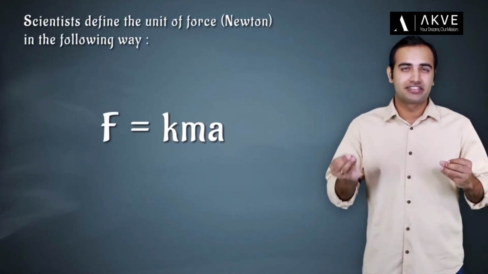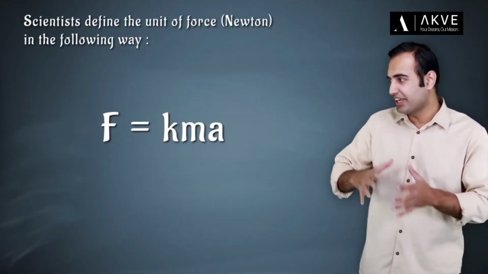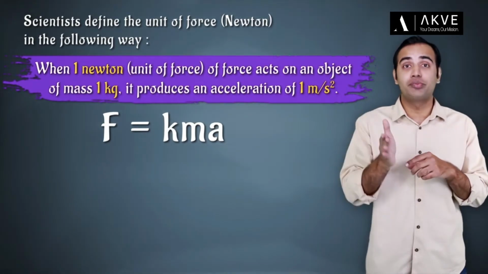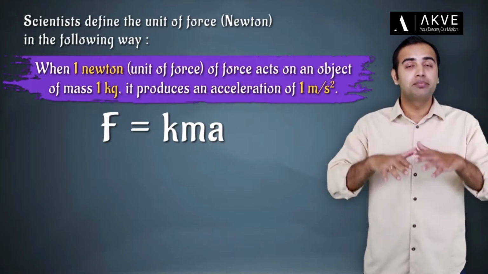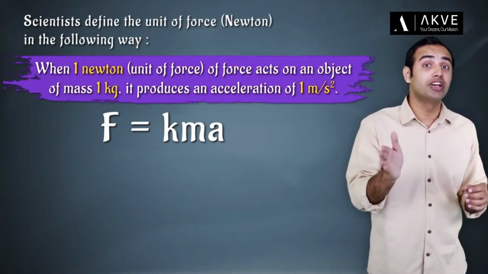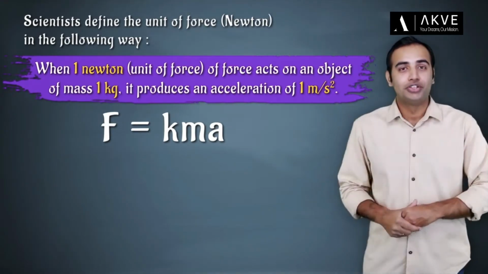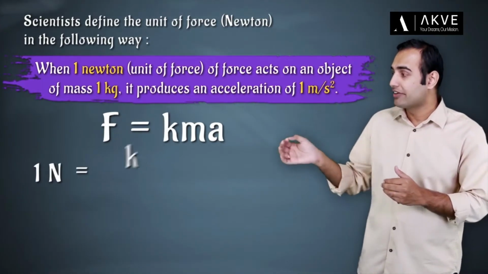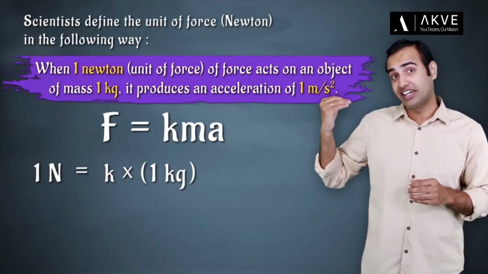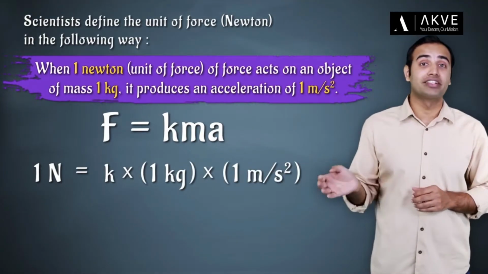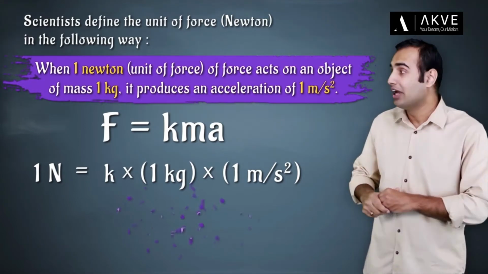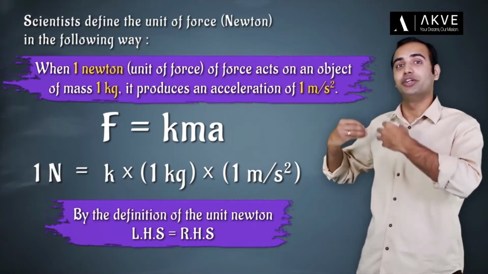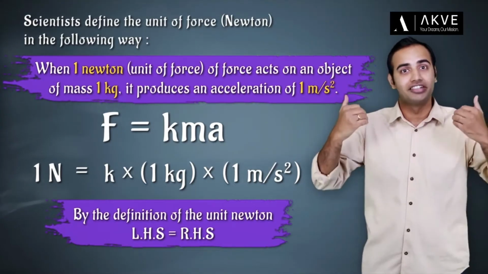So, scientists define the unit of force Newton in this way. They say that when 1 Newton of force acts on an object of mass 1 kilogram, it produces an acceleration of 1 meter per second square. So they are essentially saying that if I put the value of force as 1 Newton, if I put the value of mass as 1 kg, and if I put the value of acceleration as 1 meter per second square, my left hand side of the equation would always be equal to the right hand side of the equation. This is a definition given by them.